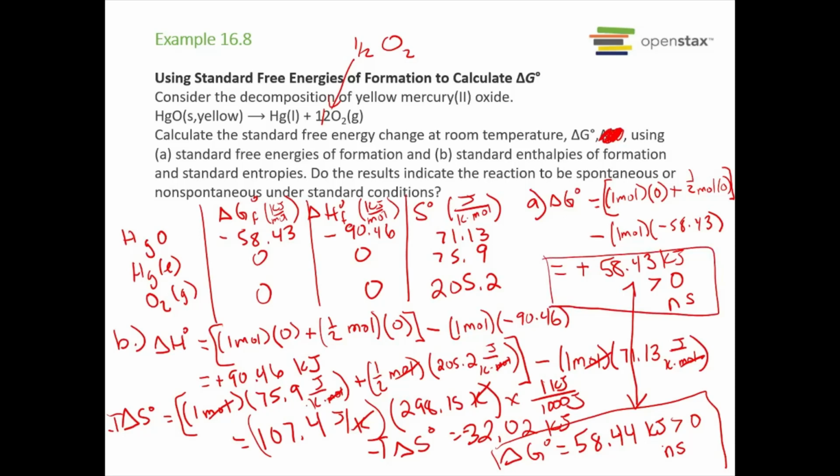So both ways of doing this got us the same answer. But remember, if we were given this information at any temperature that was not 298, using method A would not work.